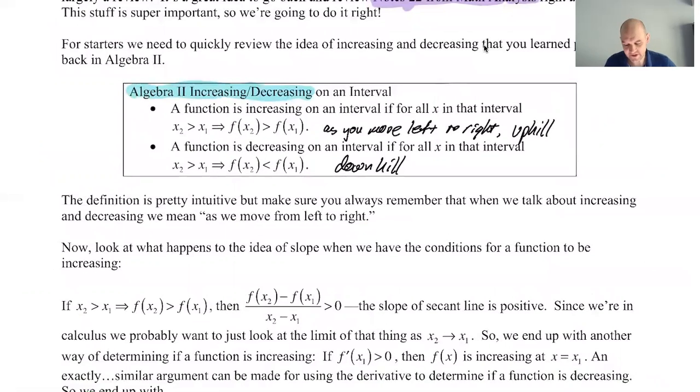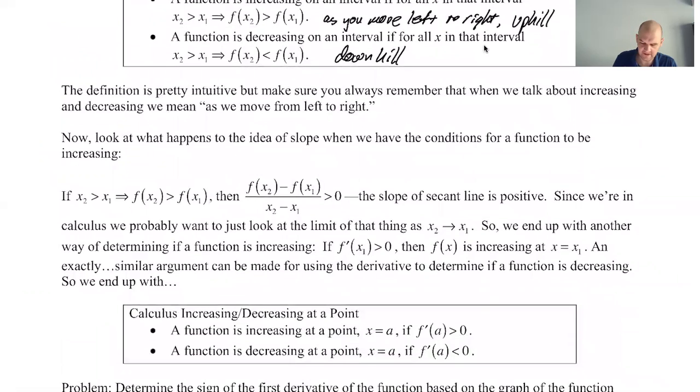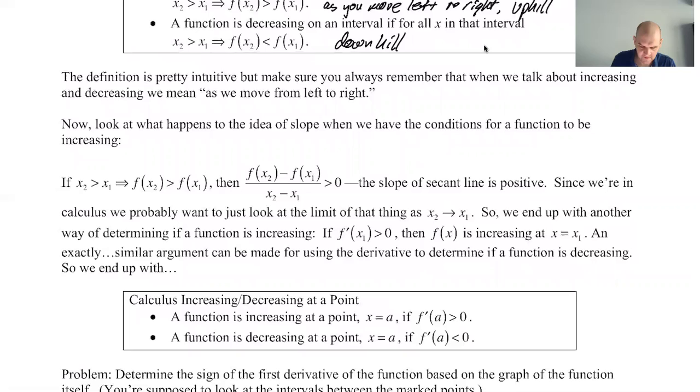But you might notice that you need to be able to move from left to right. So that's going to be an issue when we talk about increasing or decreasing at an endpoint of an interval. Is it increasing at an endpoint? Is it decreasing? Well, you can't really move from left to right at those points. So we'll have to decide what we want to do. I'm mostly just going to not include the endpoints, but it's an issue we will have to deal with. So moving from left to right is always the thing.